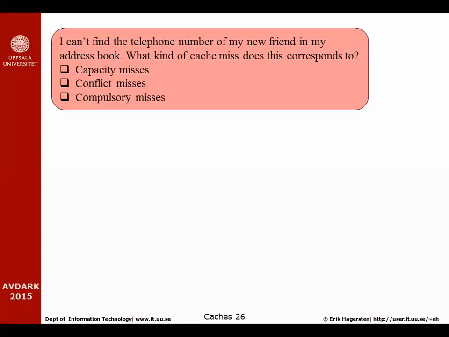So here's a question. If you think about the telephone book example or the address book example, and you try to find the telephone number of a new friend in your address book, what kind of cache miss corresponds to the fact that you can't find this friend in the address book?